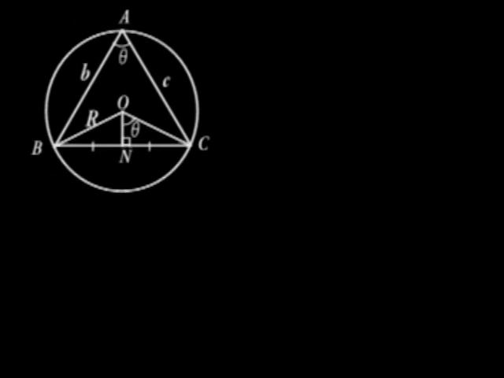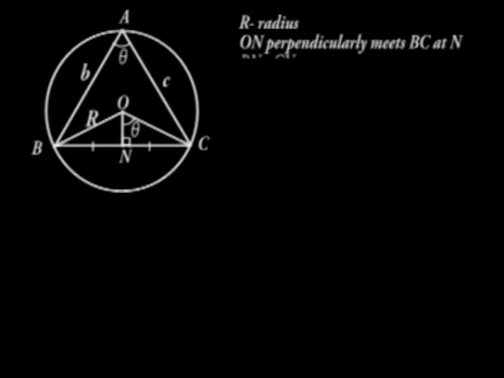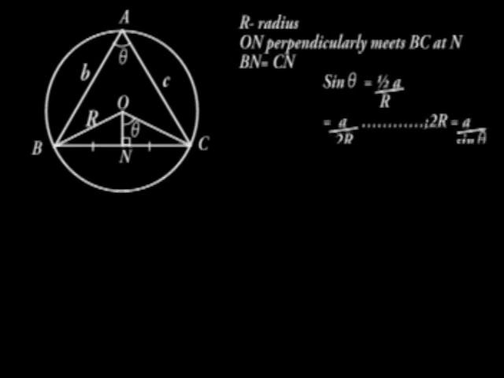Now consider the figure below. R is the radius of the circle. Line ON perpendicularly meets BC at N. BN is equal to CN, and therefore sin theta is equal to a half a over R, which is also a over 2R. Hence, 2R is equal to a over sin theta.